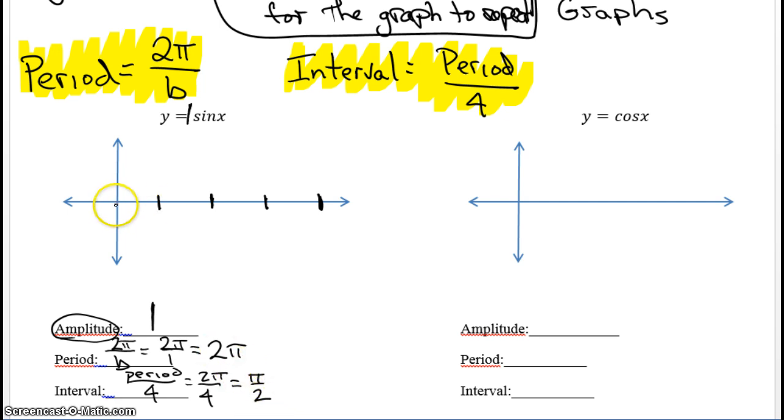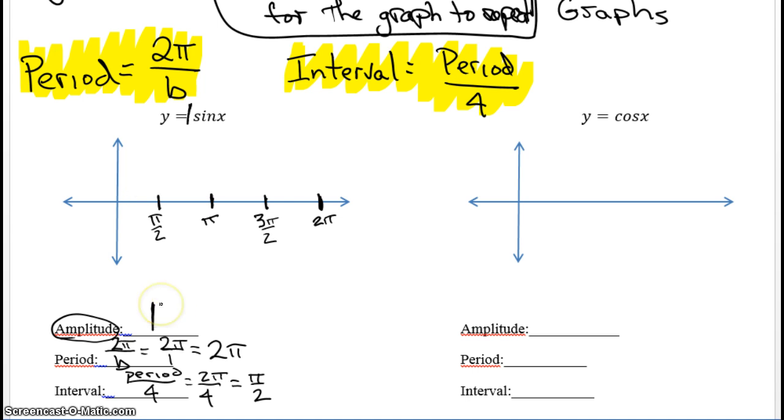So this first tick mark, starting at the origin, is 1 pi over 2. The second tick mark is 2 pi over 2, or 1 pi. The third tick mark is 3 pi over 2. And the fourth tick mark is 4 pi over 2, or 2 pi. And again, if these look familiar, those are your quadrantal angles, which refer back to your unit circle.